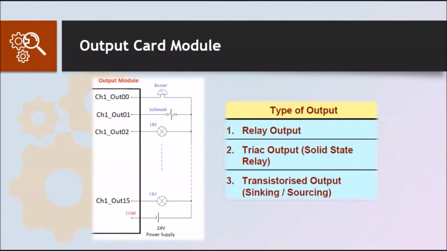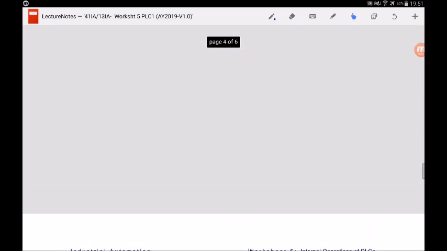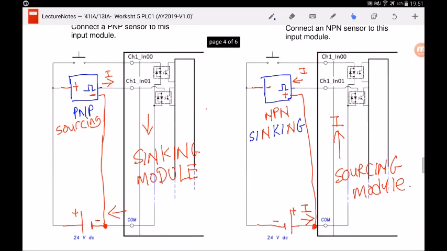We are now back at the worksheet where we will take a look at interfacing an output module with more details. The output module of a PLC is used to drive loads such as solenoids, lights, buzzers, and motor contactors. These loads are powered by an external power source, which is not within the PLC. Just like the input module, which we went through earlier, there is also an external power source, which is the 24 volts DC power supply, used to supply voltage to the input devices such as the sensors.